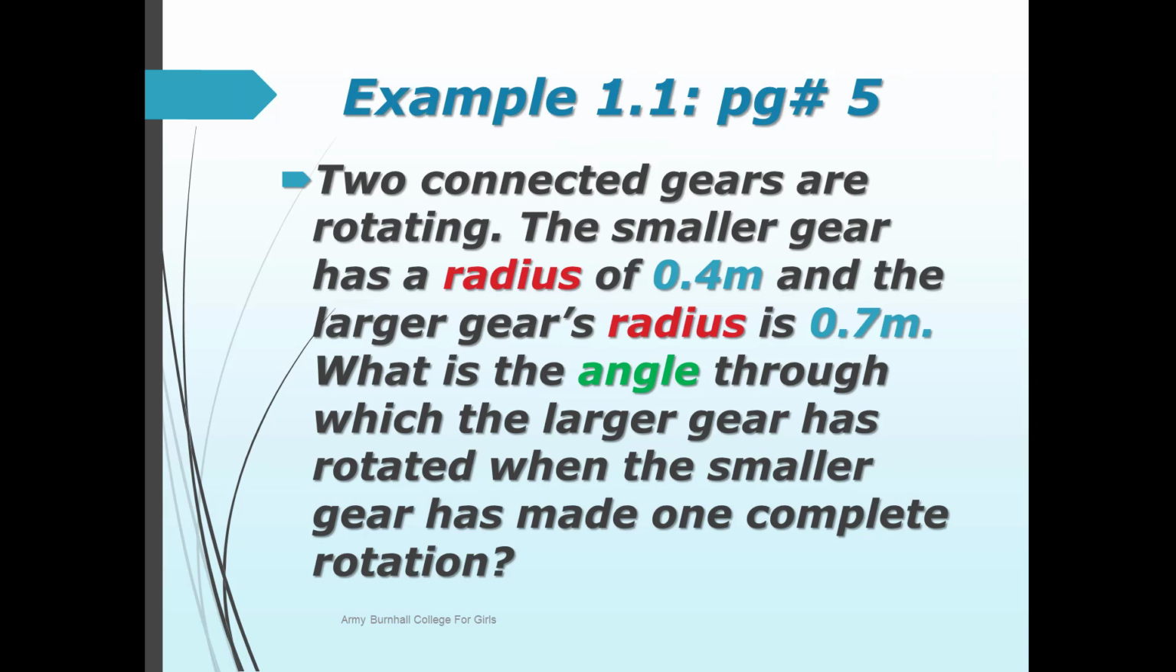Let's check out another example, 1.1, page number 5 in your book. That is related to the topic of radian and steradian, supplementary units. Check this out. Two connected gears are rotating. The smaller gear has a radius of 0.4 meters and the larger gear's radius is 0.7 meters. What is the angle through which the larger gear has rotated when the smaller gear has made one complete rotation? That is example 1.1. You can open your books and write it down step by step in your notebooks as well.